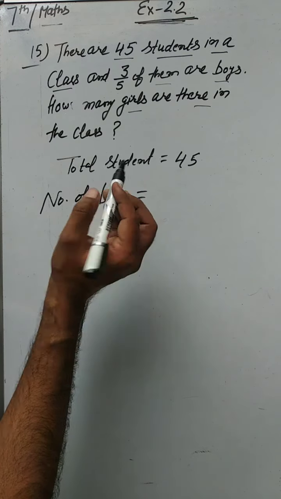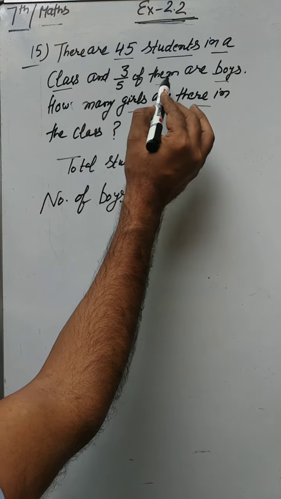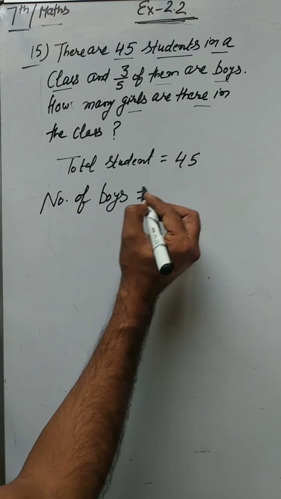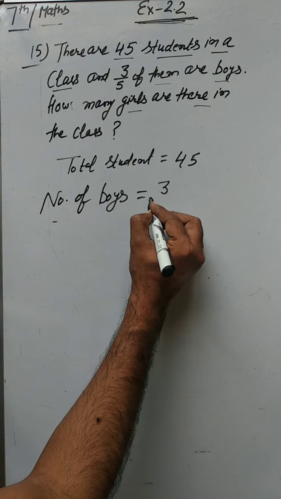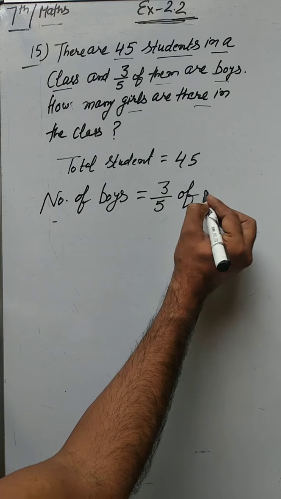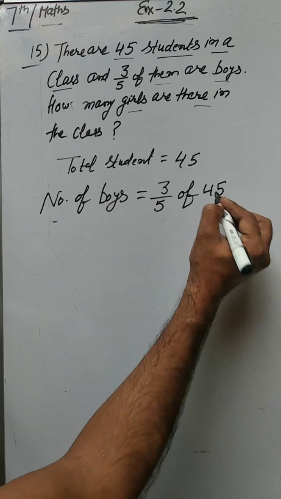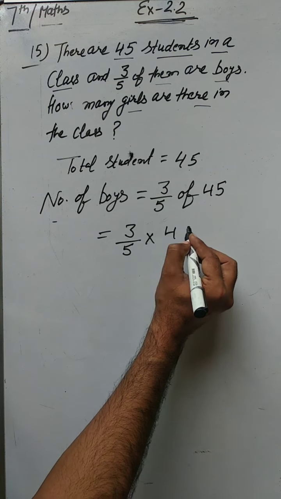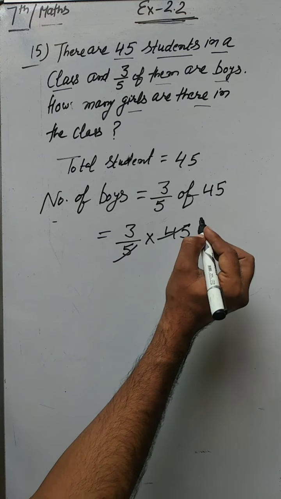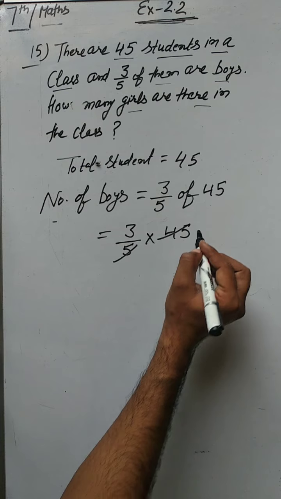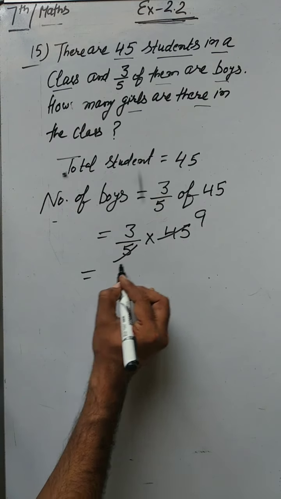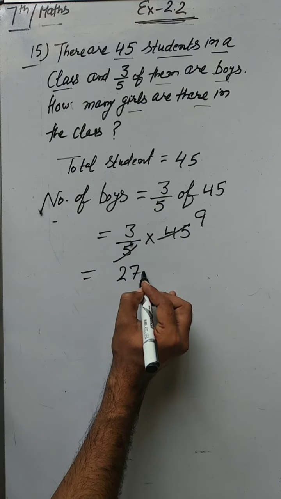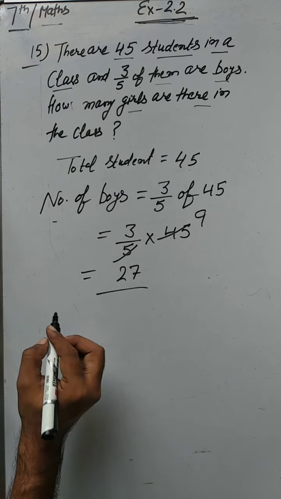Now clearly beta, from the statement 3/5 of them are boys, that means the number of boys is 3/5 of 45. Of means multiply. Cancel on 9. 9 5s are 45. 9 into 3, 27. So the number of boys is 27.